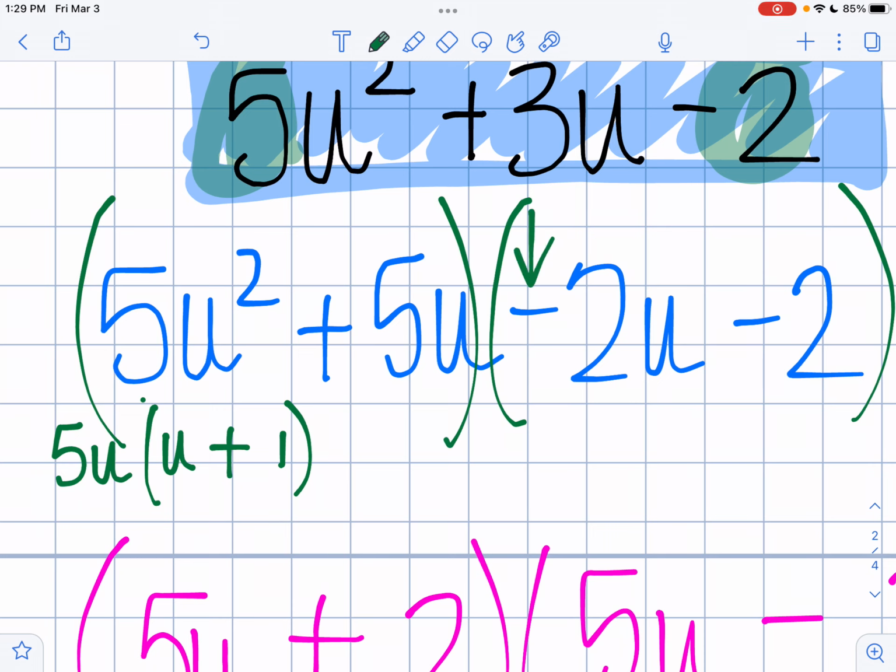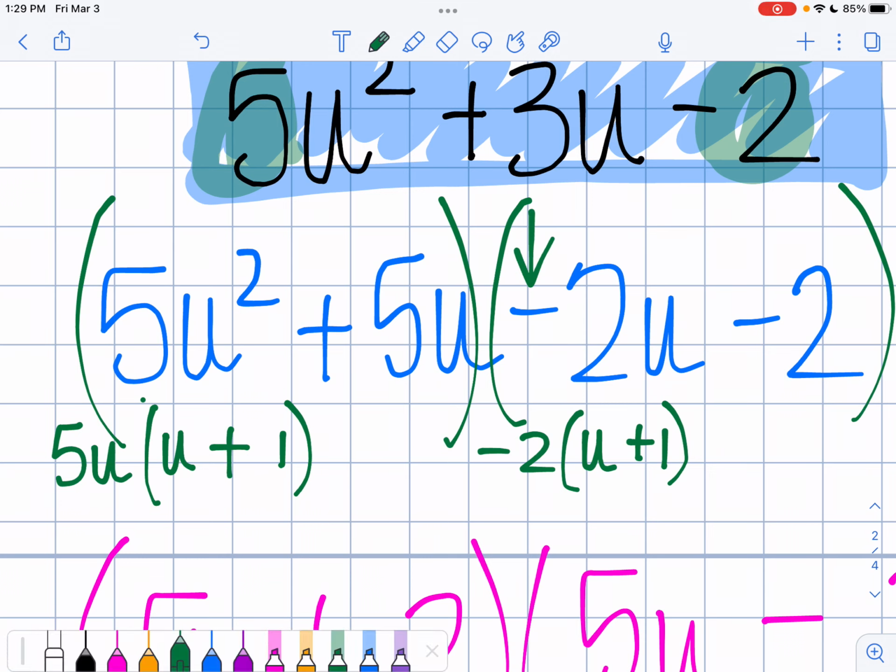Okay? What does negative 2u and negative 2 have in common? Remember, when this second part of the group has a negative sign, you want to factor out the negative. So these both have in common a negative 2. Negative 2 times how much is negative 2u? That's u. And negative 2 times how much is negative 2? That's 1. Remember, when you're factoring by grouping, these groups right here should be exactly the same. If they're not, then you did something wrong. Now my groups are exactly the same.